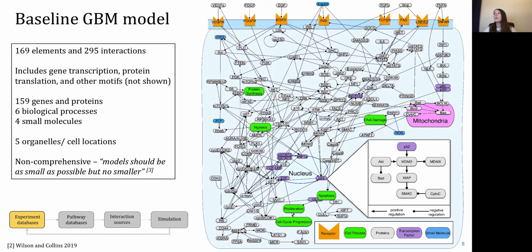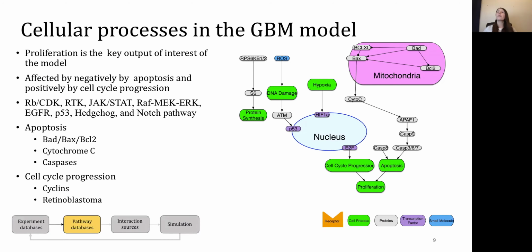And finally, this model is not comprehensive, so it does not contain every possible pathway or protein that might be involved in glioblastoma stem cell signaling. However, it is as small as possible while still giving us accurate and meaningful results. Here we show some of the key cellular processes in the glioblastoma model. We're mainly interested in proliferation, which is directly regulated by cell cycle progression and apoptosis. We use proliferation as a marker for tumor survival.